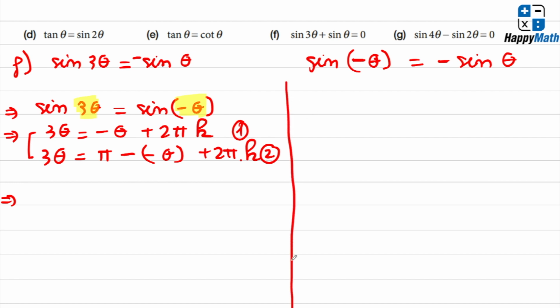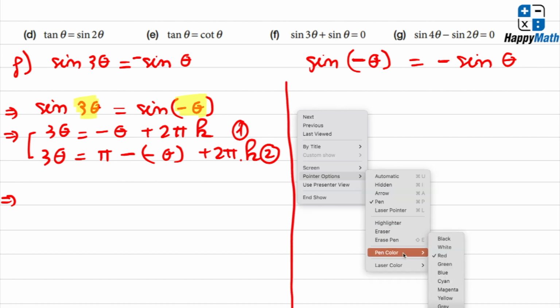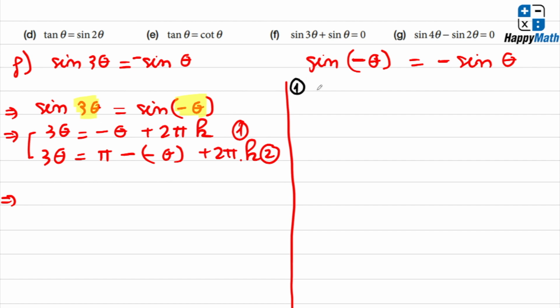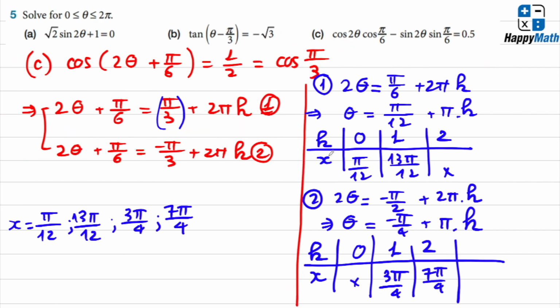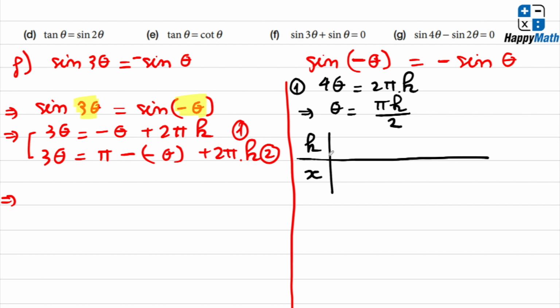The first formula, I will change my pen color right after. Here is 1, and move minus theta from right to left. You get 4 theta equals 2 pi k like here. Divide both sides by 4. You get pi k divided by 2. So make the table between k and x. About k, you get 0. It is not acceptable for negative values, so k has to be at least 0.